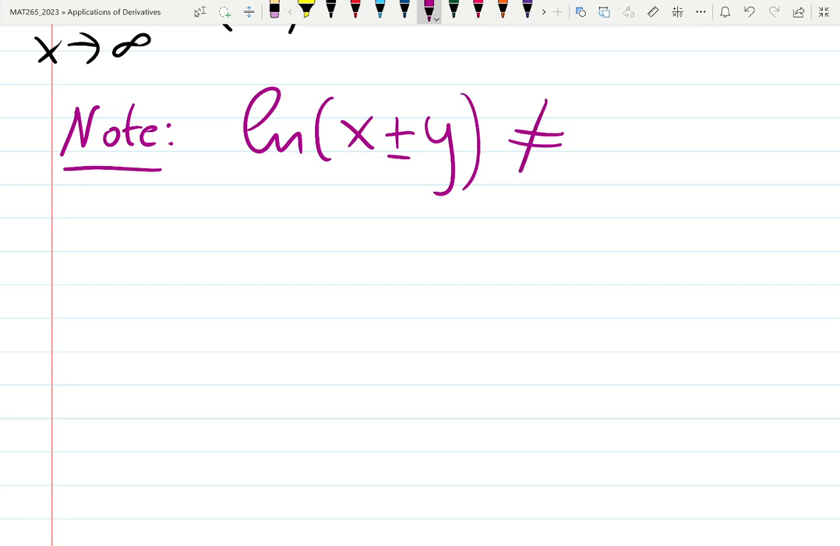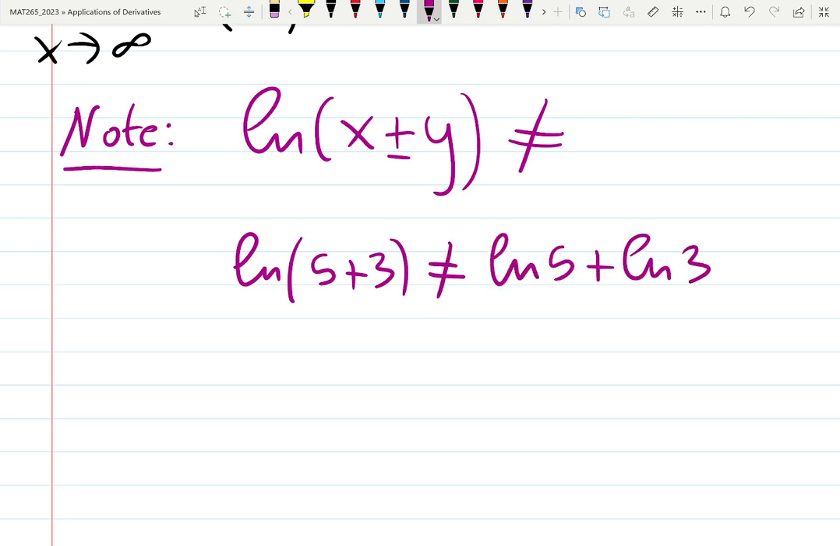But can we just distribute ln of x plus y as ln x plus ln y? Yeah, you cannot. There's no formula like that, unfortunately. But if we treat x and y as numbers, like 5 plus 3, and add ln in front of it, can't we write ln x plus ln y? It cannot. So remember, you cannot do that. There's no formula for that. There's only a formula for the product and quotient, not for sums and differences.